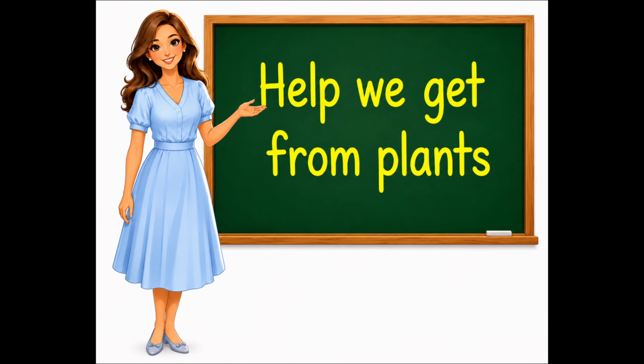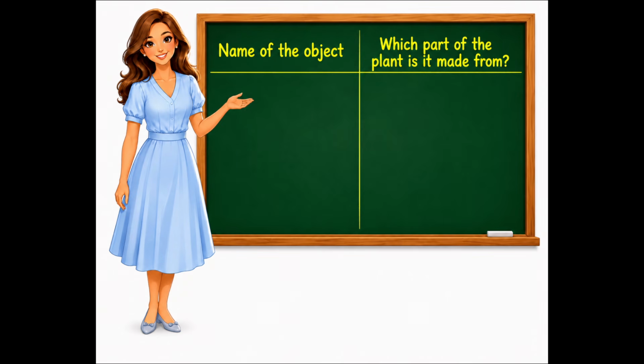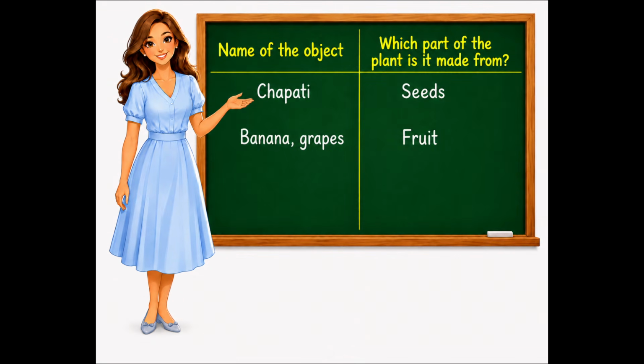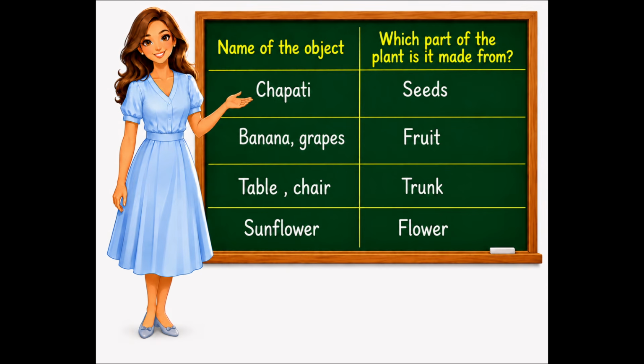Let us see the help we get from the plants. Look at this picture. This is a room in Rashmi's house. List the items that are made from plants. Roti, or chapati. It is a seed. Banana, grapes, etc. It is a fruit. Wooden table and chair. It is from the trunk part of the plant. Sunflower. It is a flower.